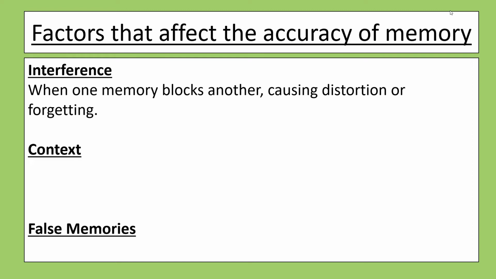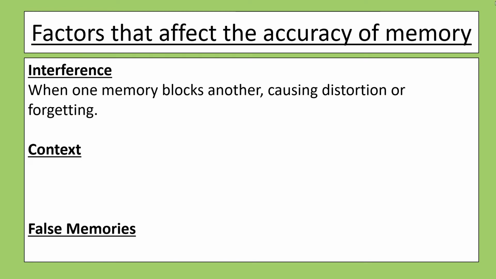It works the other way around as well. That old information might be really powerful. So your old address might be too powerful. Someone says, what's your new postcode? And you can't remember because you can only remember your old postcode. So in this case, it's the old memory that's blocking the new one.